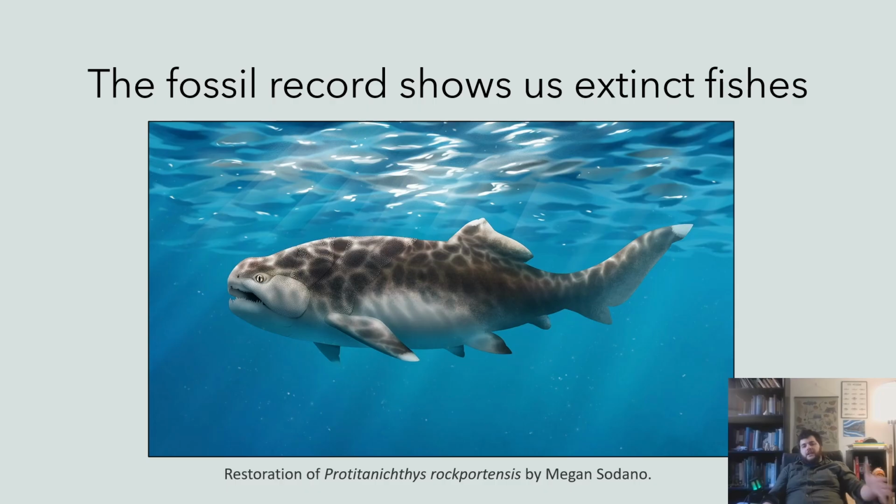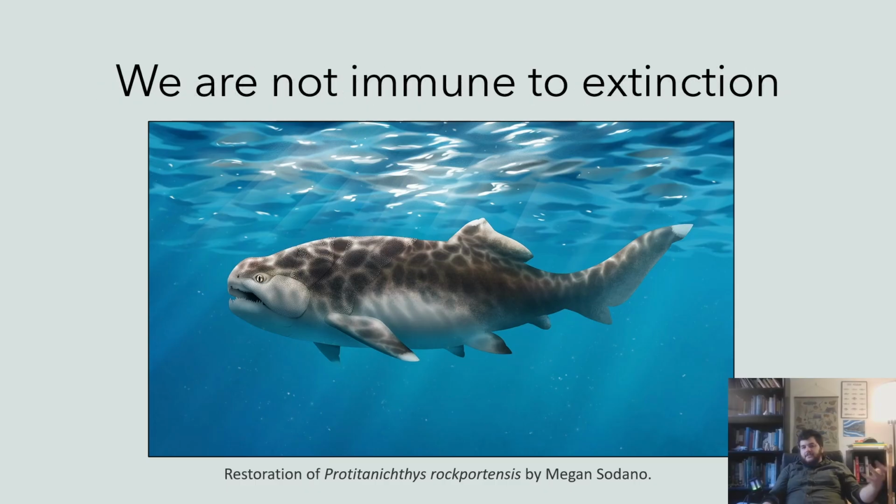But fossils aren't just like, oh, look at this weird animal, right? They show us that extinction is something that has happened in the past and imply that we are not immune to extinction, right? We are not special or different from this placoderm in that we can't go extinct, right?